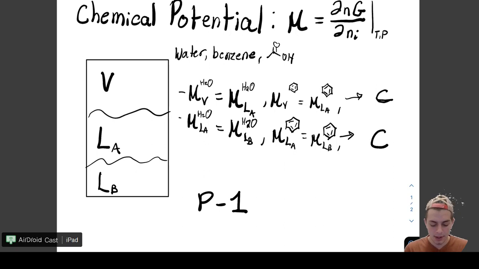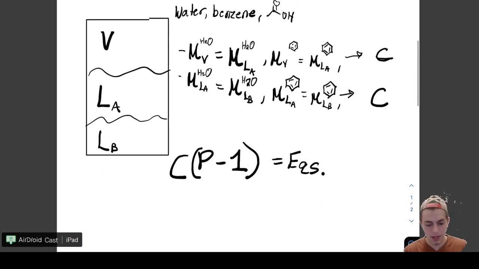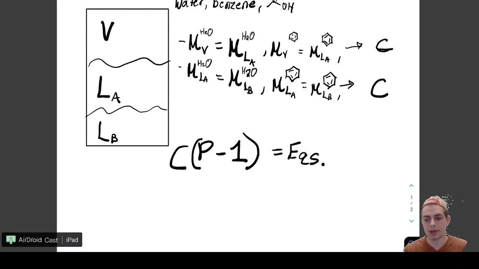Now, and all of that will be multiplied by C, right? We will have C equations times the number of phases minus 1, and that will be the number of equations that we have.